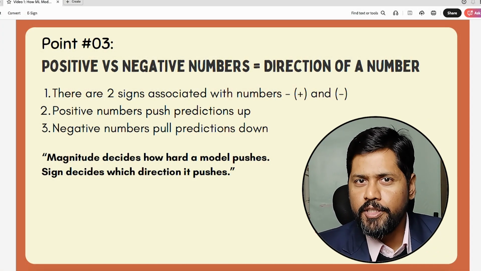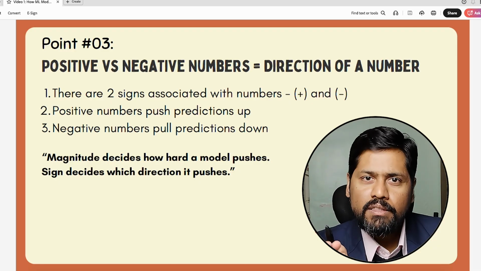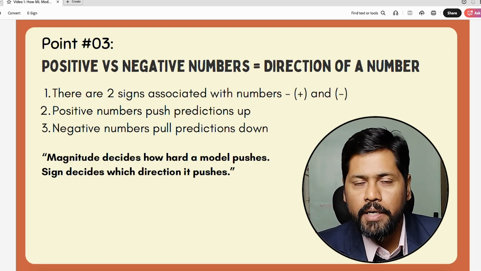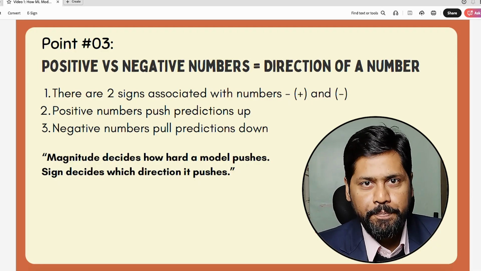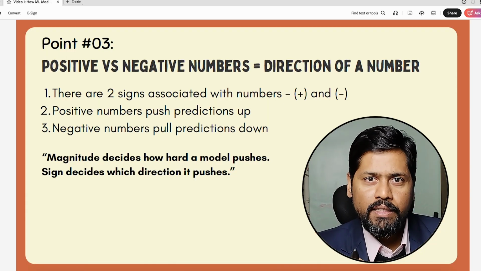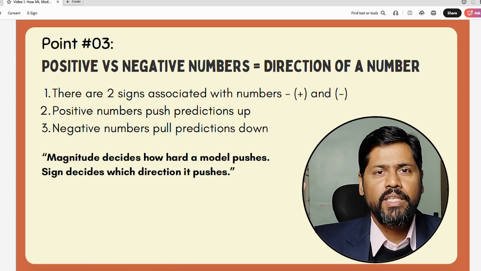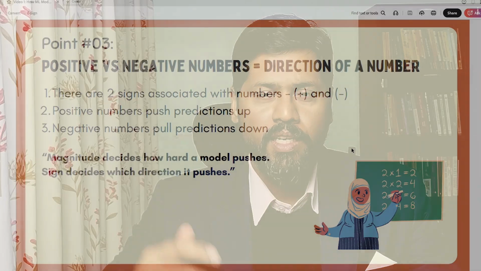But what about direction? Two common signs associated with a number are positive and negative. A positive number basically pushes the prediction upward. For example, say we have multiple orders: 100 orders, 200 orders, 300 orders. It pushes the prediction upwards, meaning this particular product is higher in demand. The demand of this product is increasing with time.